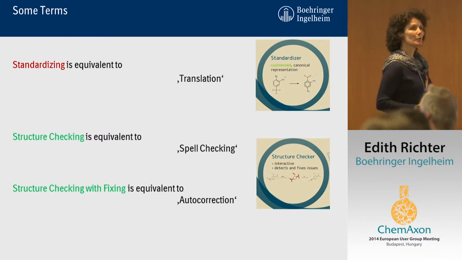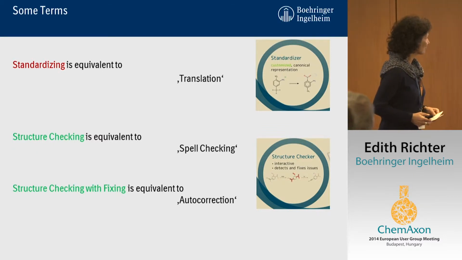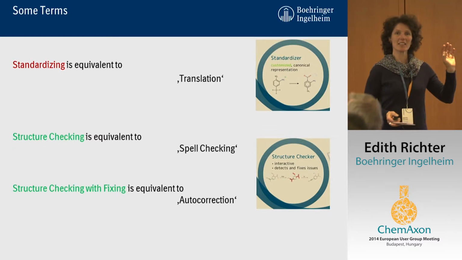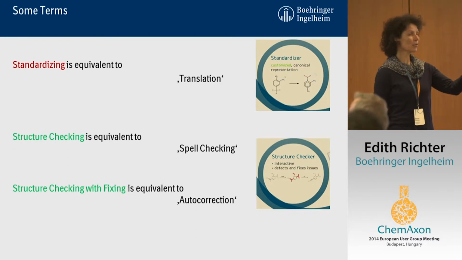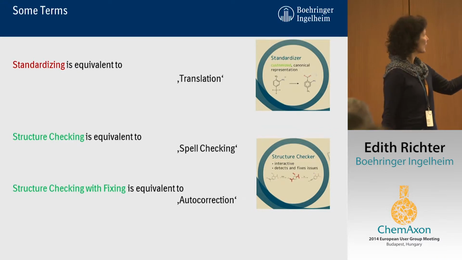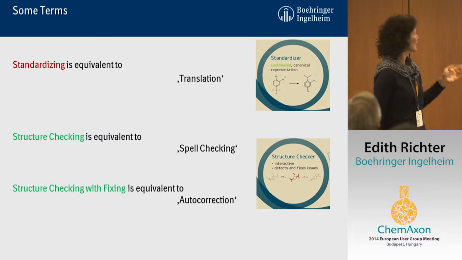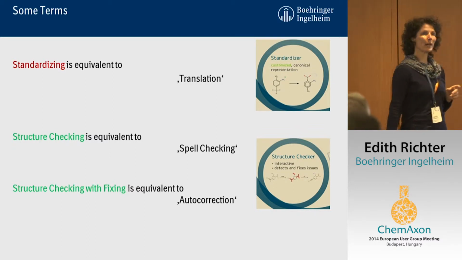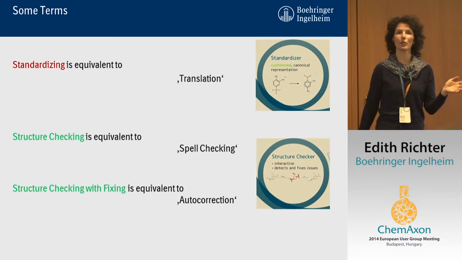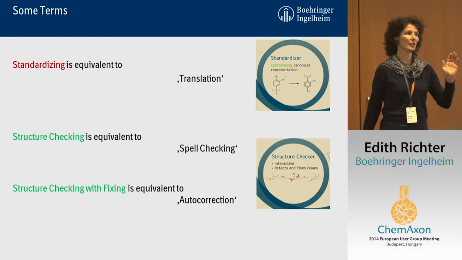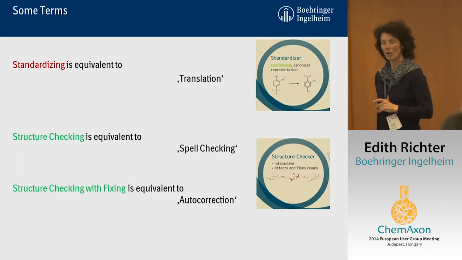What is the difference between standardizer and structure checker? Standardizing is somehow like a translation. That means you have something, a term or a structure, and you really translate it in a specific way. Structure checking you can compare with spell checking. So if there is an error, you can define the rules. It's checked and you get either a warning, or you can say, I would like to have it corrected automatically.